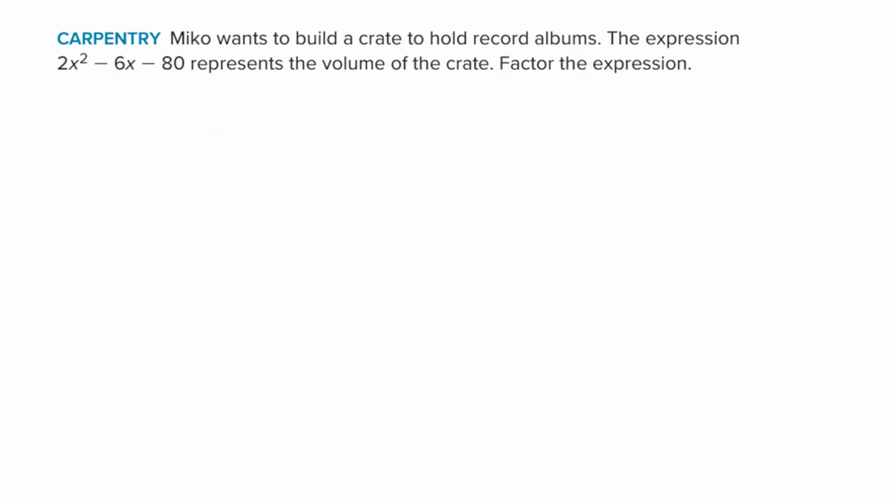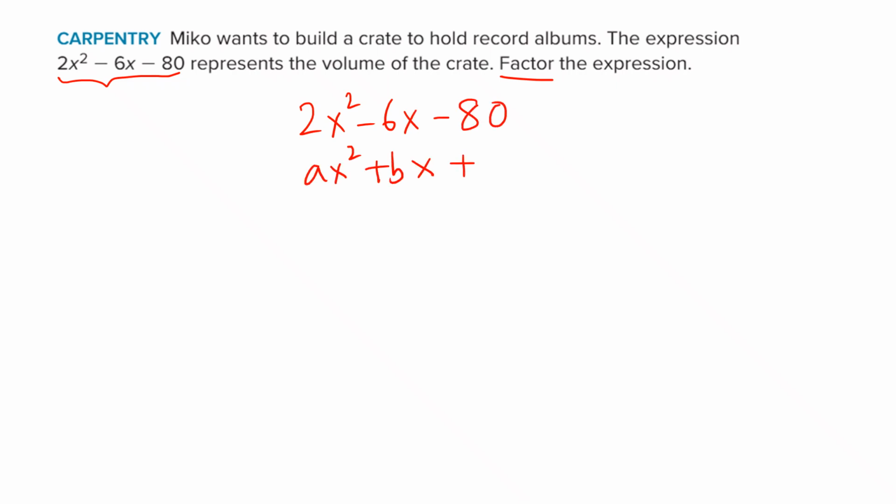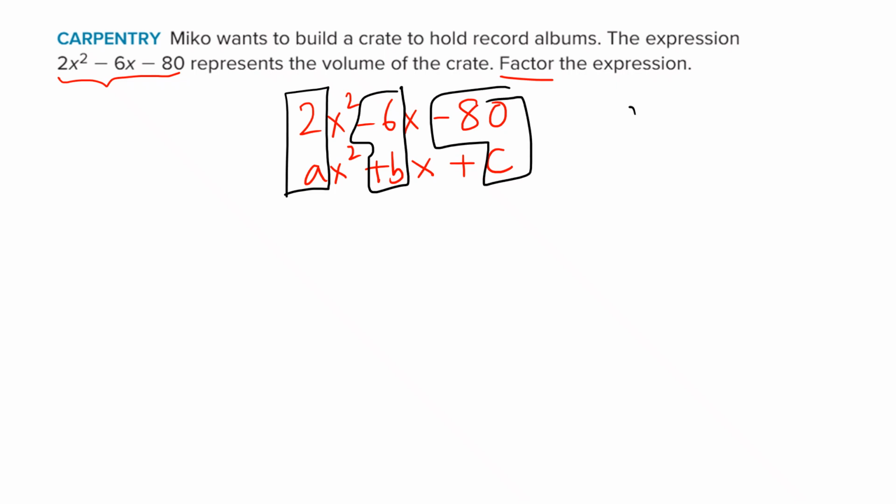Moving on to the next question, we have an expression given to us and we need to factor it. So if you look at the question carefully, let's first compare it with the standard form, ax^2 + bx + c, and let's see what our a, b and c are. So this is a, this is my b, and this is my c. So a is 2, b is minus 6, and c is minus 80. Okay, so now we need to factor this.